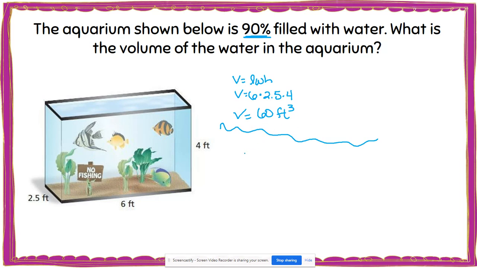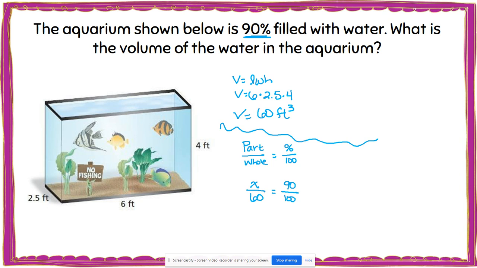Well, I can use my percent formula, which we've talked about before, which is part over whole equals percent over 100. In this case, I know that the whole value, or the whole volume here, is 60 feet cubed. I know that this represents 100% of the volume of the aquarium, and I know that I'm looking for 90%, so I'm going to put 90 here. What I don't know is what 90% equals. So I'm going to set up a proportion that looks like this.